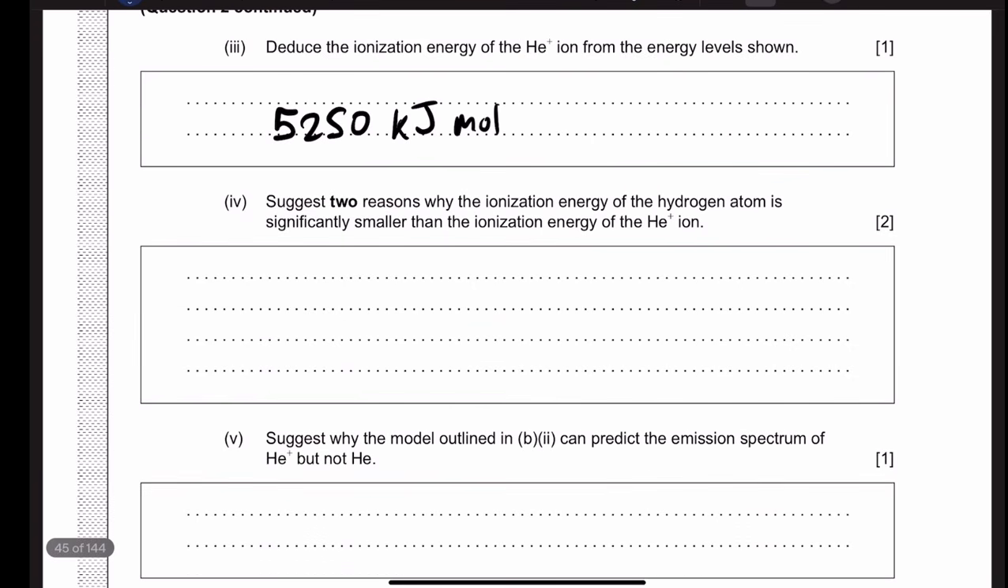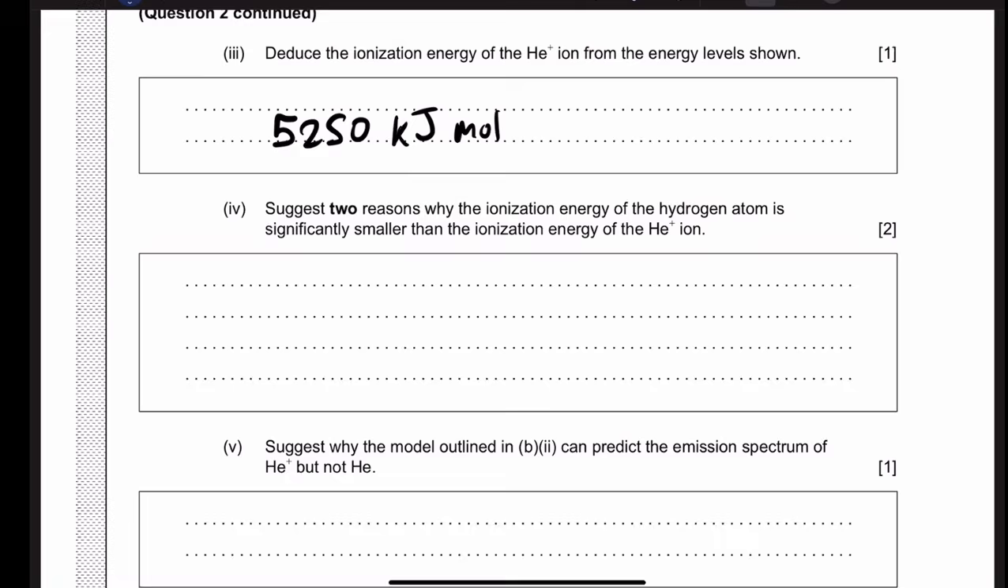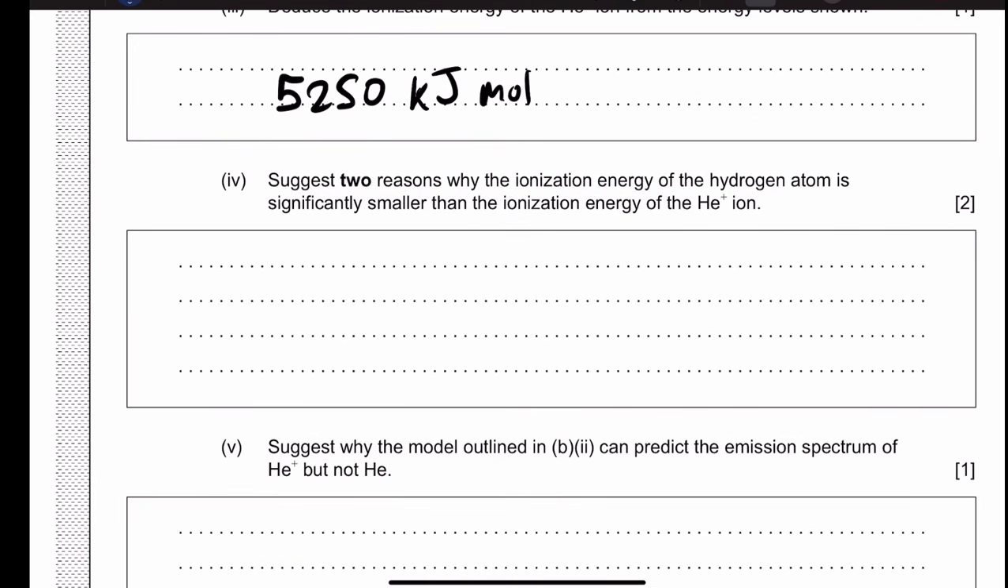Okay, now we have to suggest 2 reasons why the ionization energy of the hydrogen atom is significantly smaller than the ionization energy of the helium ion. Oh, this is pretty simple. So it's trying to draw a structural similarity between them, because the helium ion looks quite similar to the hydrogen atom, but there's still clear distinctions, right? So distinction number 1, right?